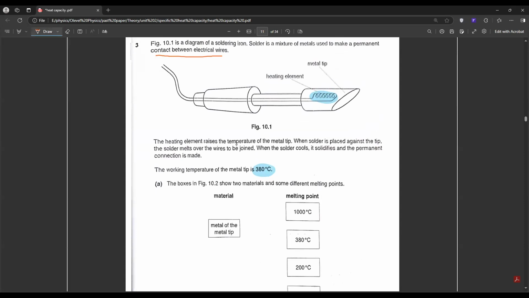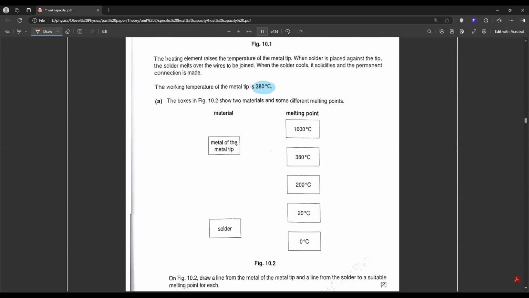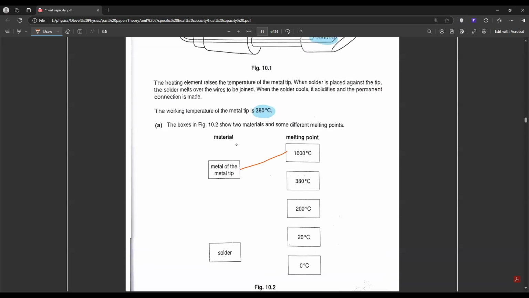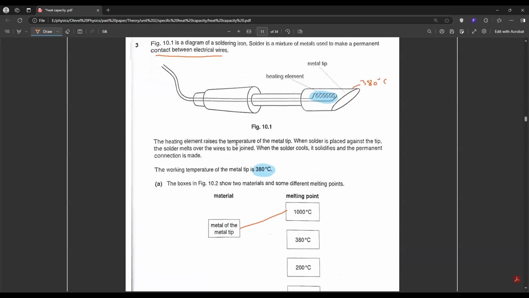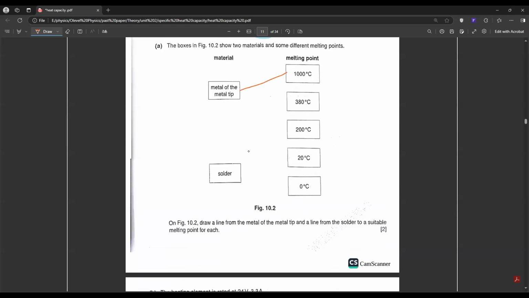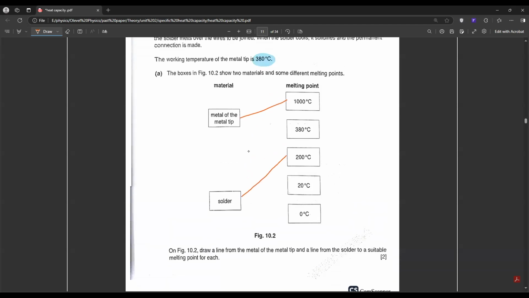Can you see the working temperature of the metal tip is 380 degrees centigrade? That means its melting point must be greater than that. Any temperature greater than 380 degrees centigrade, yes, 1000 degrees centigrade. And what should be the melting point for the solder? Your solder should melt at a point less than 380 degrees centigrade. So any answers like that? 200. Yeah, let's move ahead.